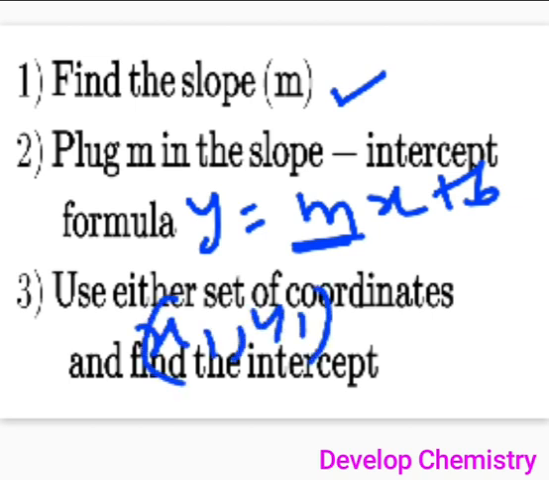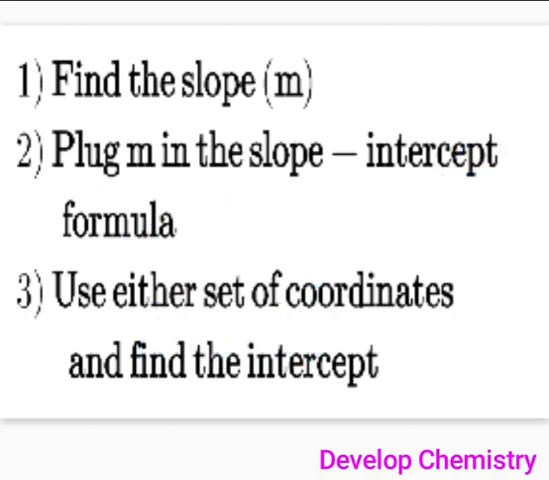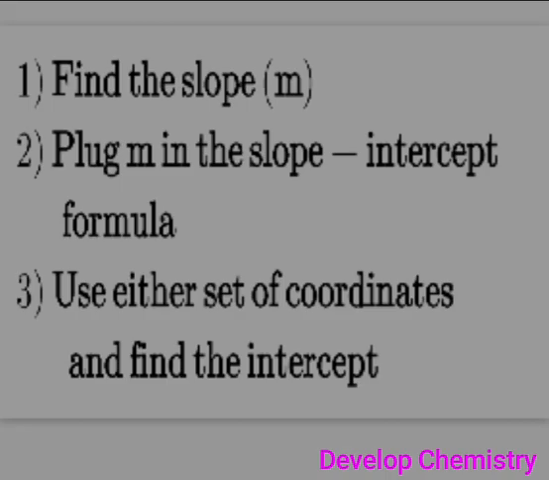Okay? So, you can take either set of coordinates, then you will fill those coordinates within the slope intercept formula, and then you will find out the intercept value, that is b. Is it okay? So, now we will take one example and try to find it out.